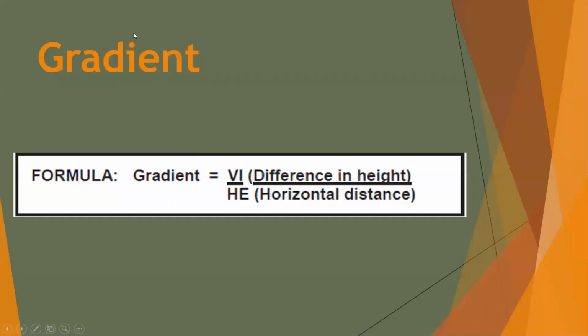Okay, and the last formula that we'll be looking at today is going to be your gradient formula. Your gradient formula is going to be your gradient equals your VI over HE. But what does VI and HE stand for? Your VI is your difference in height. So when we're looking at your gradient, we want to know how steep the slope is going to be.